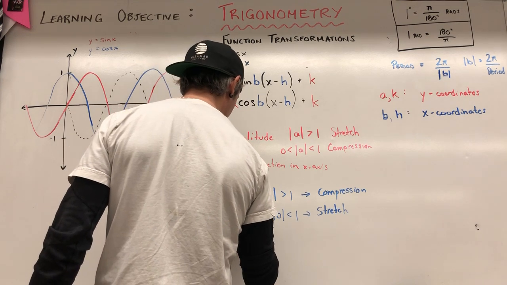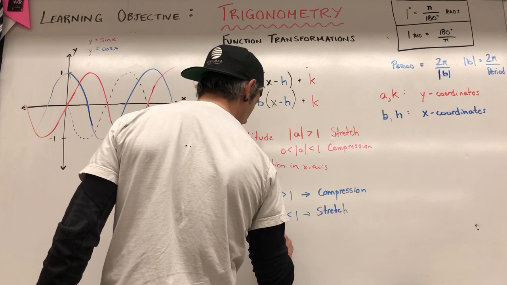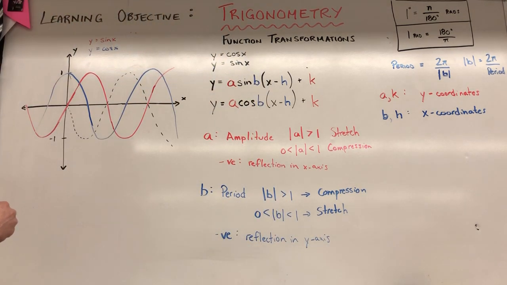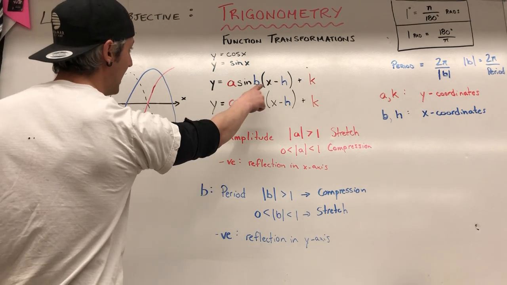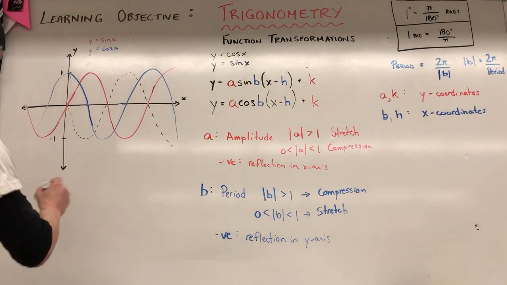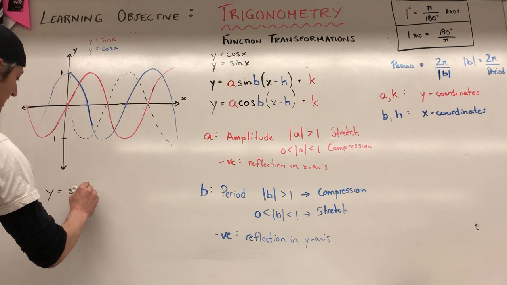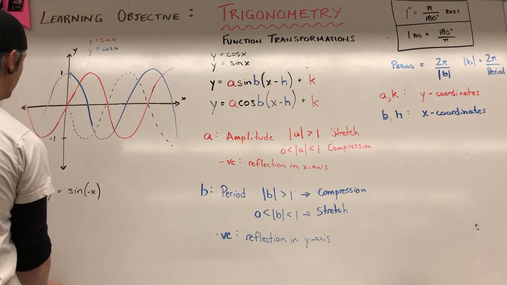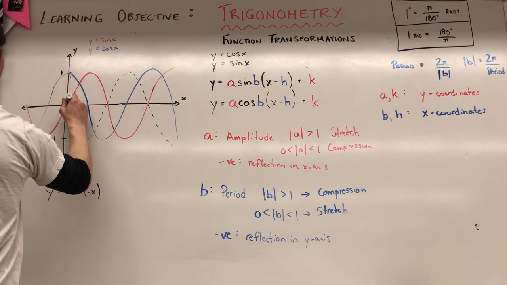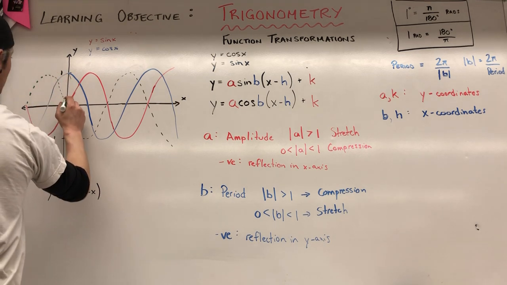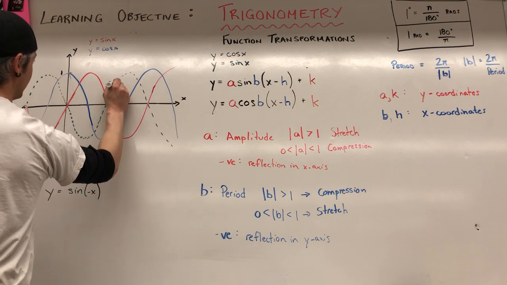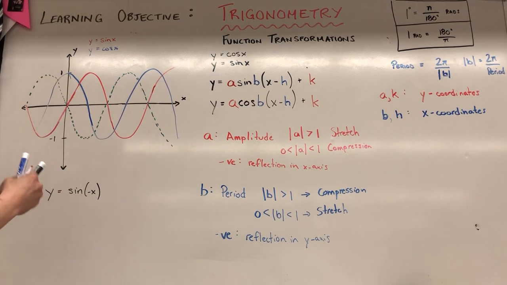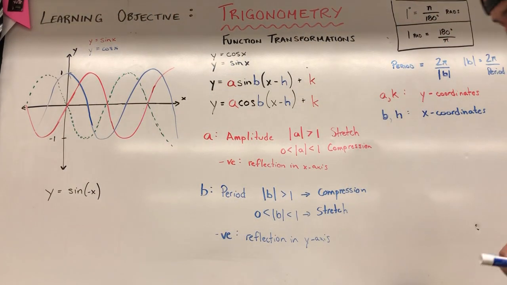And if B is negative, we get a reflection in the y-axis, sorry. So if I had y is equal to sine of negative x, I'm going to put it in green, it would just be a reflection around here. And by doing that, it would actually end up being the same as negative sine x. Okay, that's what the reflection would look like. And I know that because this is now being mirrored by this. Okay? So that is A and B, probably the more difficult ones.